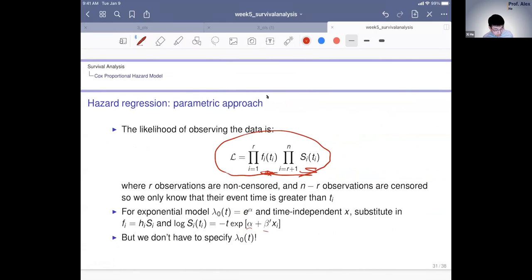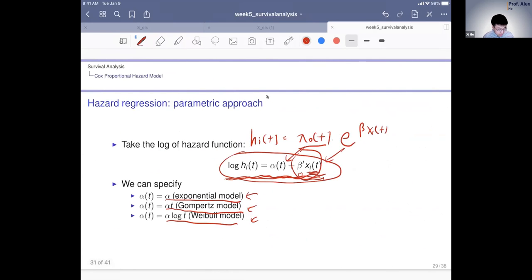But the thing that we don't like as much is you have to specify the lambda. Okay, you still have to choose a lambda, because you have to choose it to be either the exponential or Gompertz or Weibull. And only after that, you have this hazard function that would be a function of the parameters, and then you can estimate those parameters. But we don't like that as much because it's kind of arbitrary, right? Which lambda you choose is not based on the data.